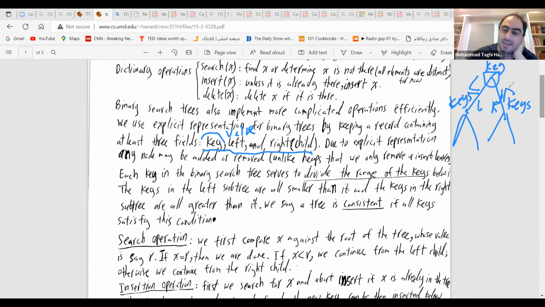So that's a property. Any binary search tree that has this property for any key is what we say is consistent if it satisfies this property. For all nodes, we should satisfy this property, not only for the root. For every node, we should have this property. And in this case, we say that this tree is a consistent binary tree. Now, let's see the operations that we can do on this.